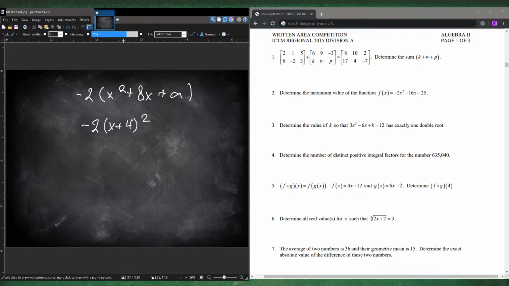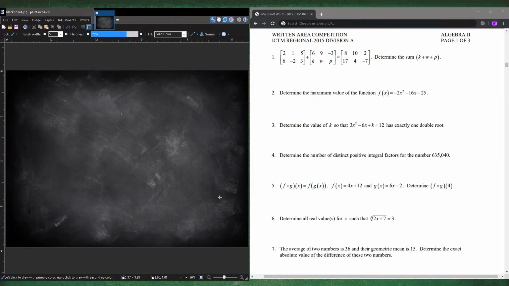So that makes the x squared, that's negative 2x squared. That's a plus 8, so that's negative 16x. And then this one would be plus 16, that makes negative 32. So we had negative 32 in the end, but we need to get negative 25, so we have to add a 7. So that means our answer is 7 because that's our maximum value. And that's basically how you do it, completing the square really fast.